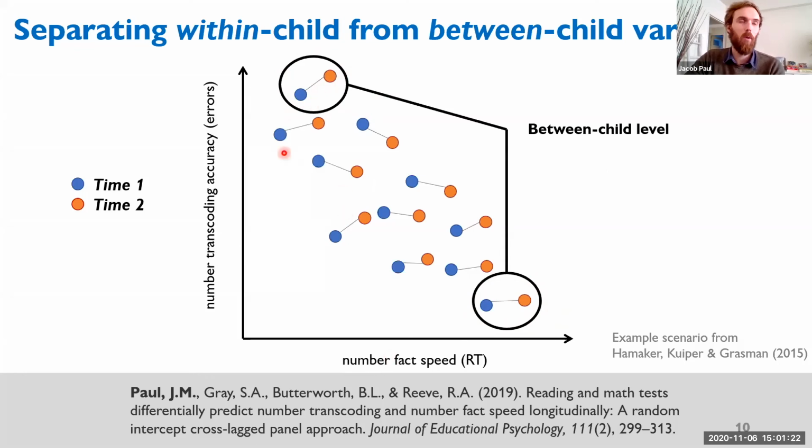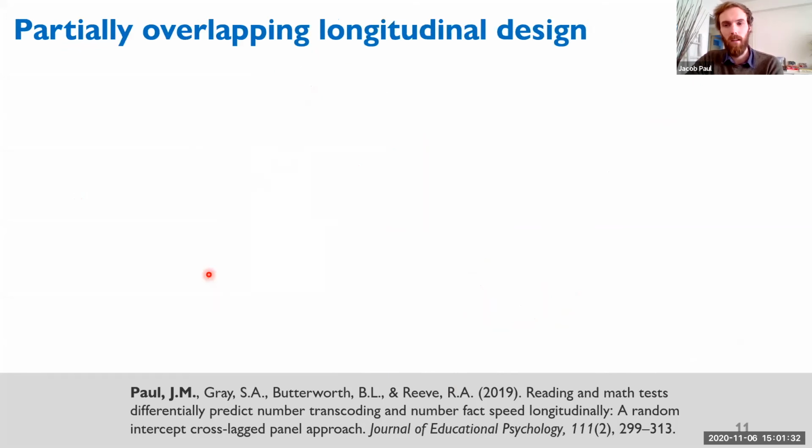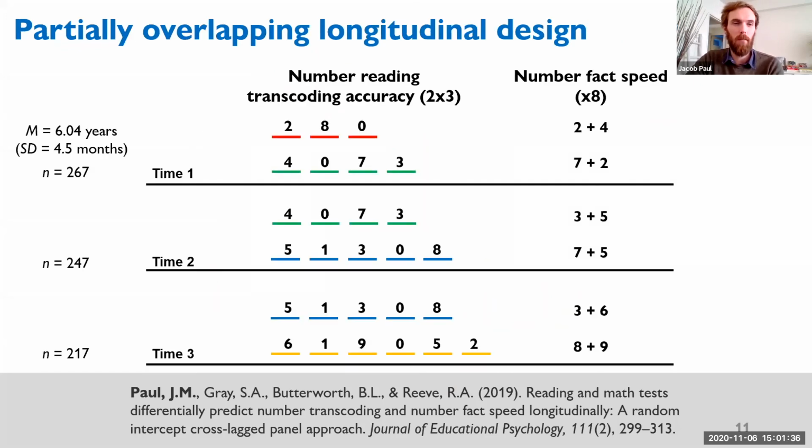So again, asking what is the relationship between speed and accuracy doesn't really make a lot of sense without understanding this multi-level aspect. And so we're going to look here at number fact speed and the transcoding accuracy. Again, we've adopted a partially overlapping design. We've got 3 time points this time.